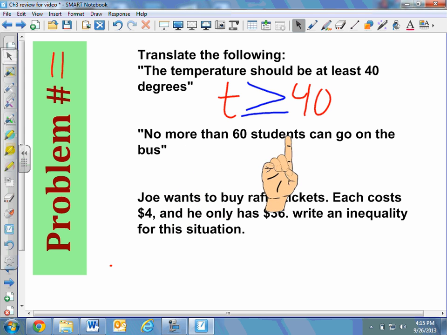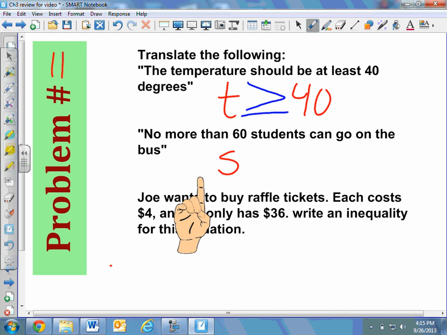No more than 60 students can go on the bus. Students and 60, what do you use here? Well, can 60 students go on the bus? Yes, they can, but not more than 60. So you can have 60, you can have 59, 58, 57, 40, but you can't have more than 60. So the S part has to be less than or equal to 60.